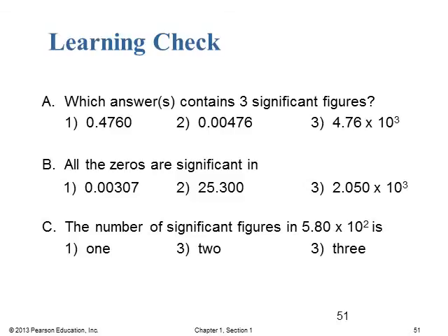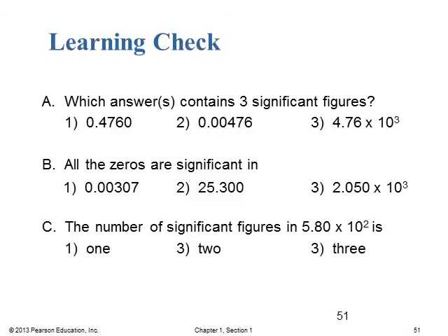B, all the zeros are significant. In choice 1, we have leading zeros that are before any non-zero digit, and so those are not going to be significant. Number 1 is not the case. In choice 2, we have zeros after the non-zero digit, and that is after a decimal point. So yes, all of those zeros are significant in choice 2.